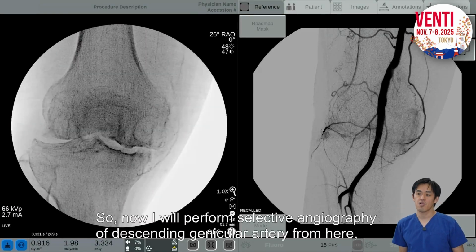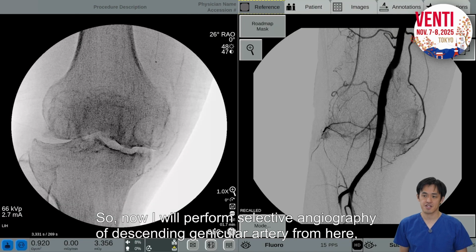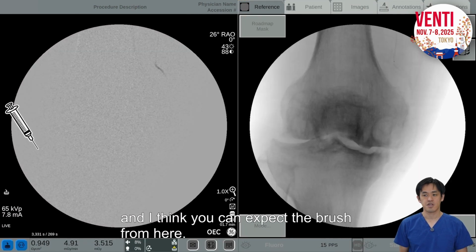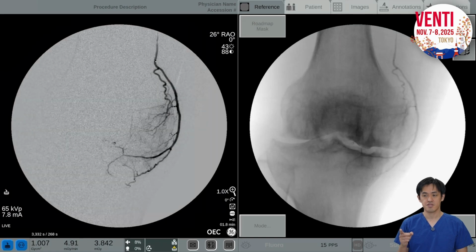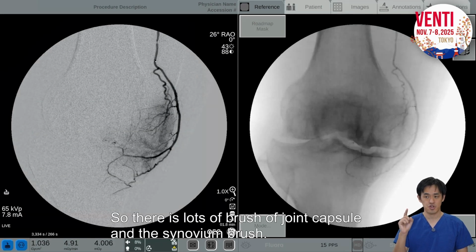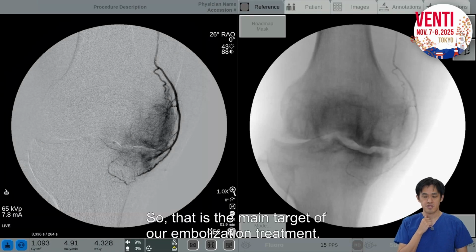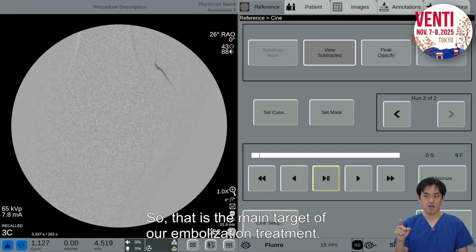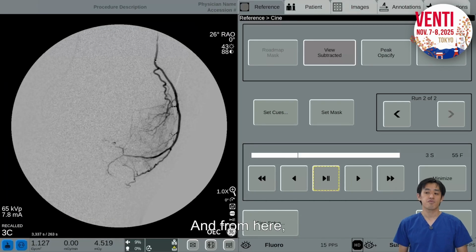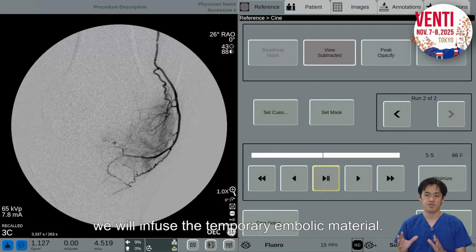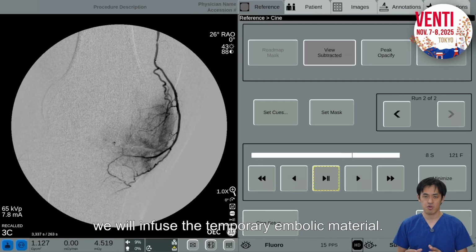Now I will perform selective angiography of the descending genicular artery from here, and I think you can expect the brush from here. There is lots of brush of the joint capsule and synovium. That is the main target of our embolization treatment. And from here, we will infuse the temporary embolic material.